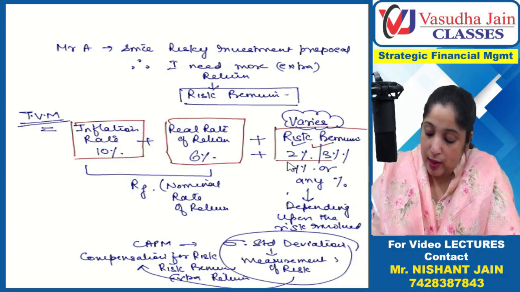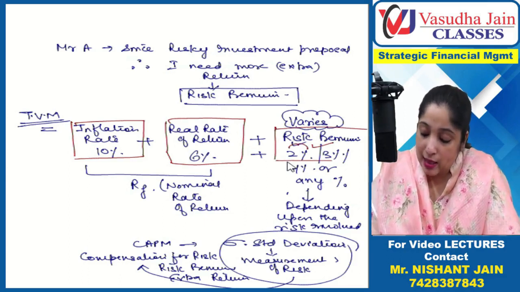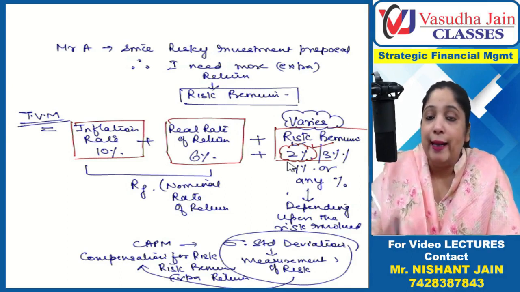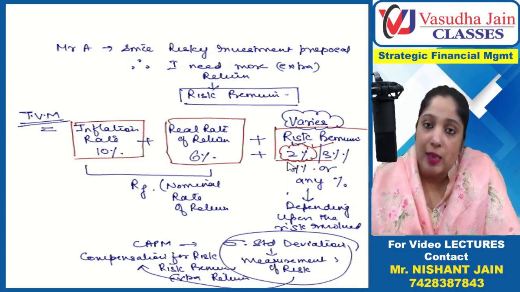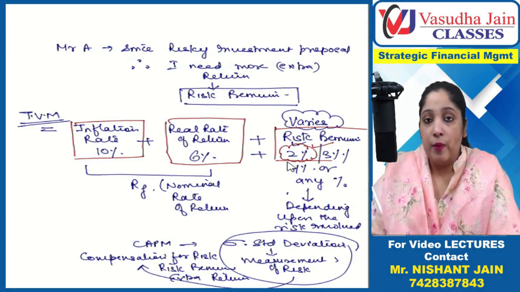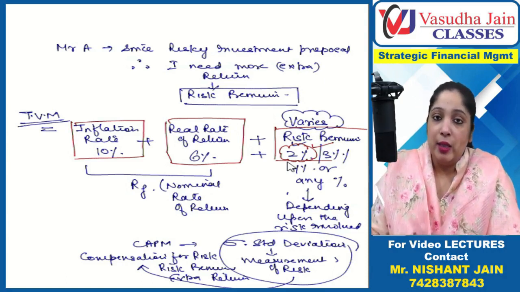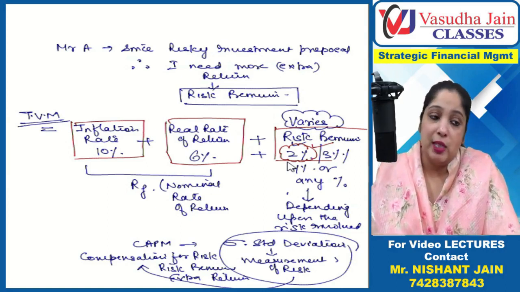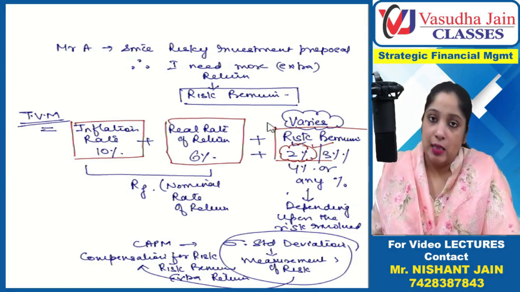So, total, suppose I am asking from Mr. A a 2% risk premium. So, 10 plus 6 plus 2, total 18% I should get from Mr. A. So, hence, with the variation in the risk, if risk is more, I need more risk premium. If risk is less, I need less risk premium.